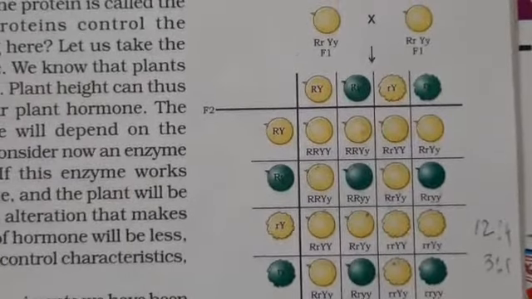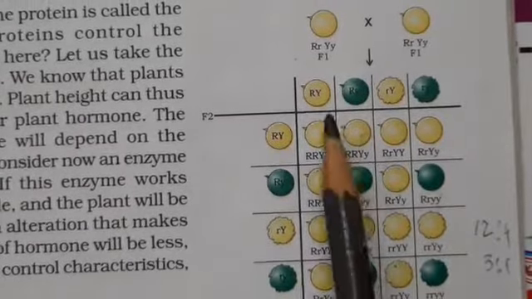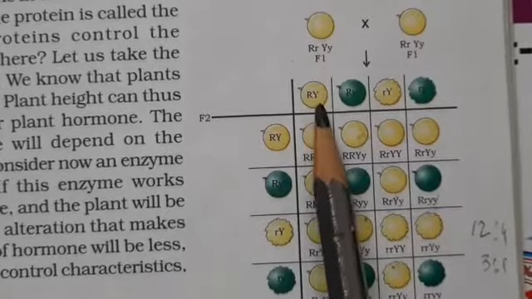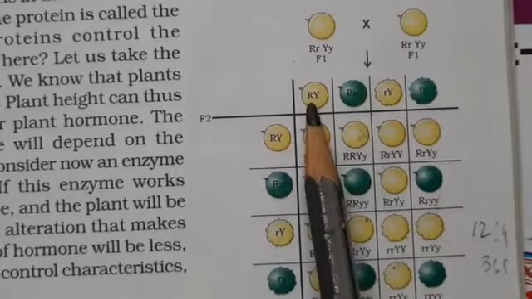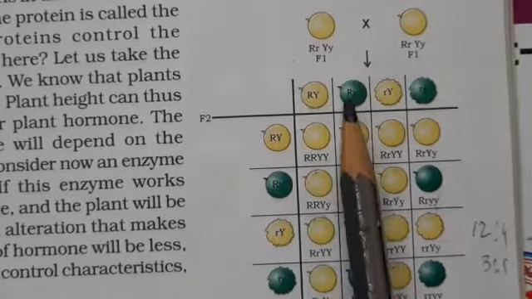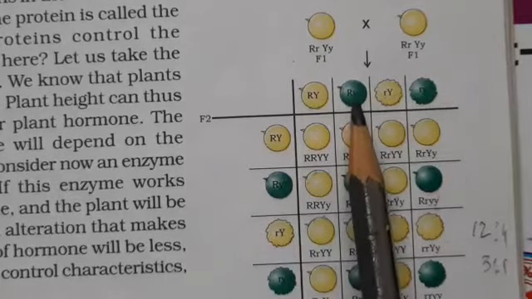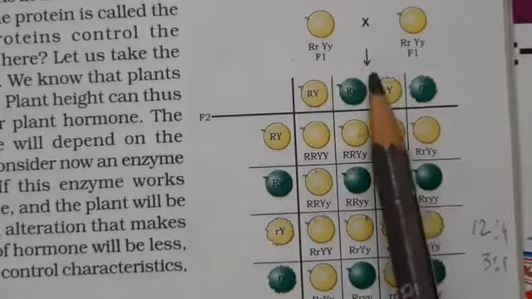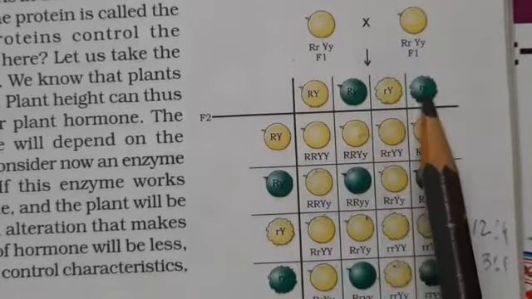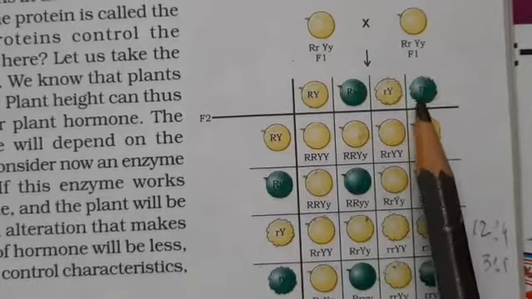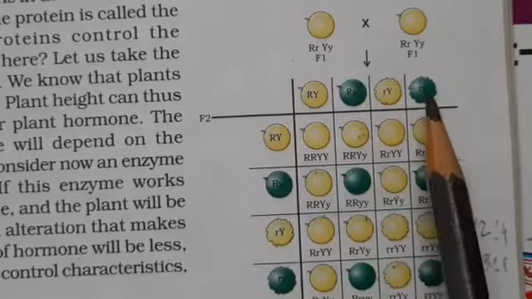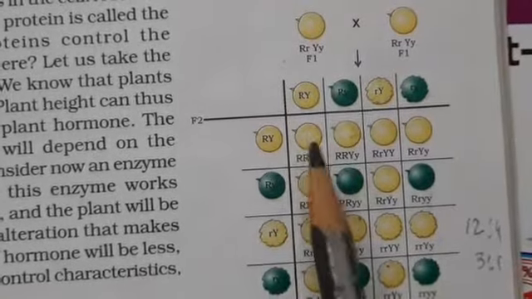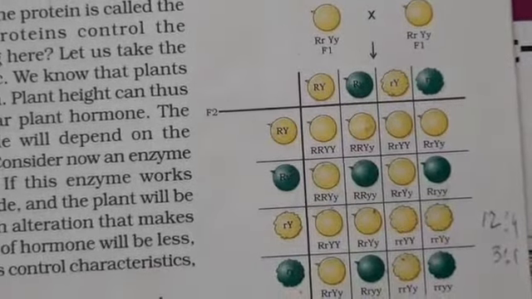Now these plants: capital R capital Y is round and yellow, capital R small y is round and green. This is small r, which is wrinkled, and you may see from the shape it is wrinkled and yellow, and small r small y is wrinkled and green. The same way, four of them have been taken here and crossbred. You may see the outcomes happening here.